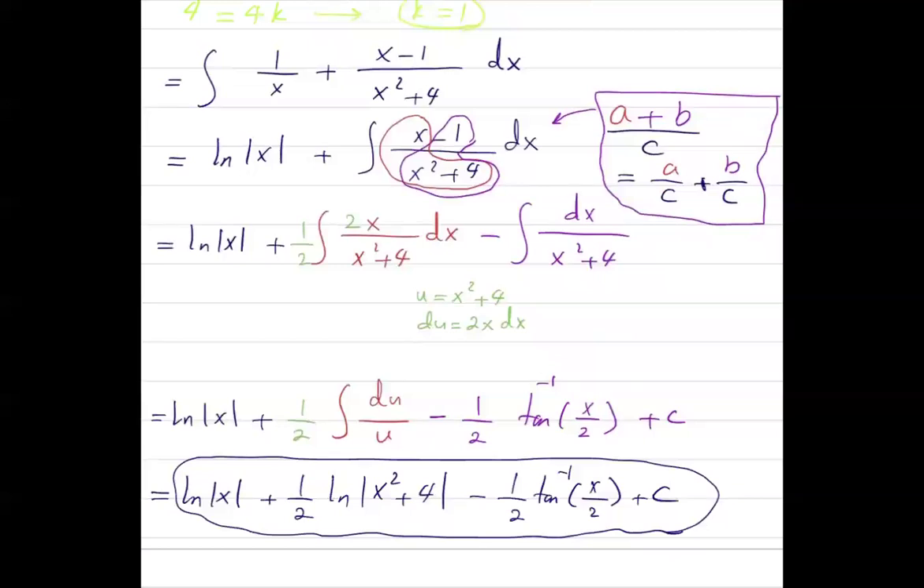Using partial fractions to calculate the integrals.